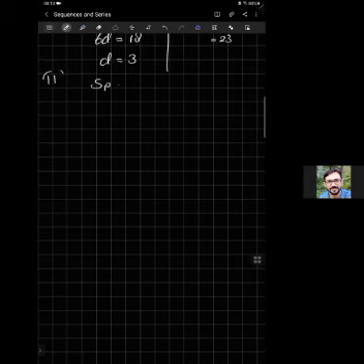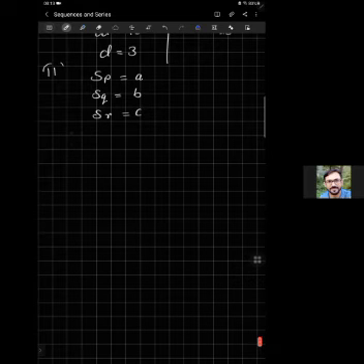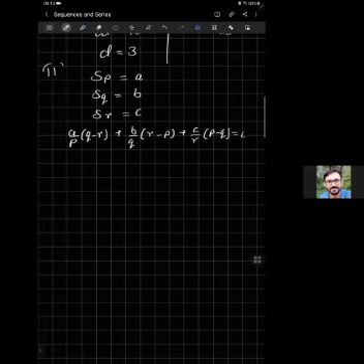In an AP, the sum of the first P terms is A, the sum of first Q terms is B, and the sum of first R terms is C. We need to prove that A upon P into Q minus R, plus B upon Q into R minus P, plus C upon R into P minus Q equals 0. This we need to prove.